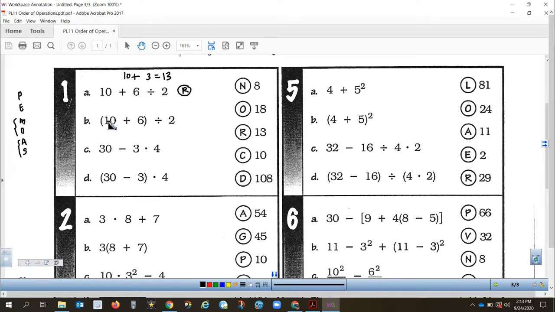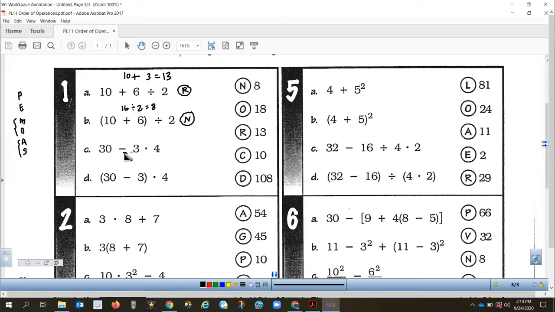All right. Now this time that 10 plus 6 is in parentheses. So even though division is supposed to come before addition, the fact that we have parentheses says I'm going to do this first. So this time I'm going to get 16 divided by 2, and that's going to give me 8. And so this one's going to be N.